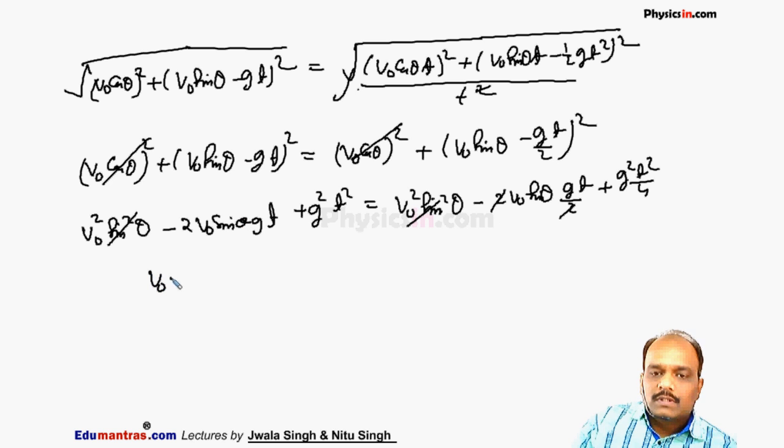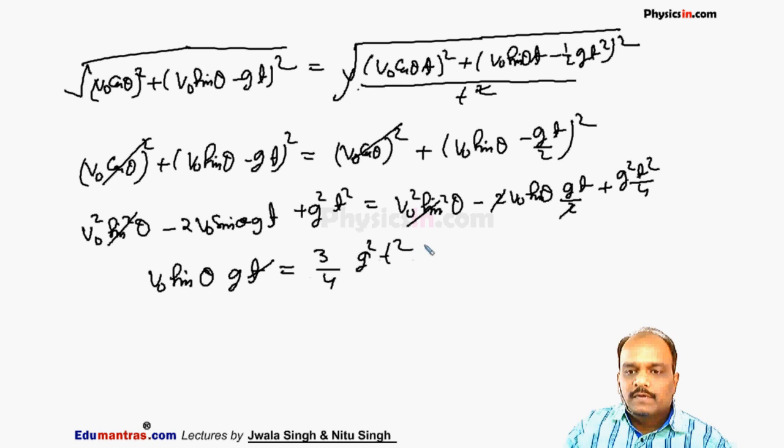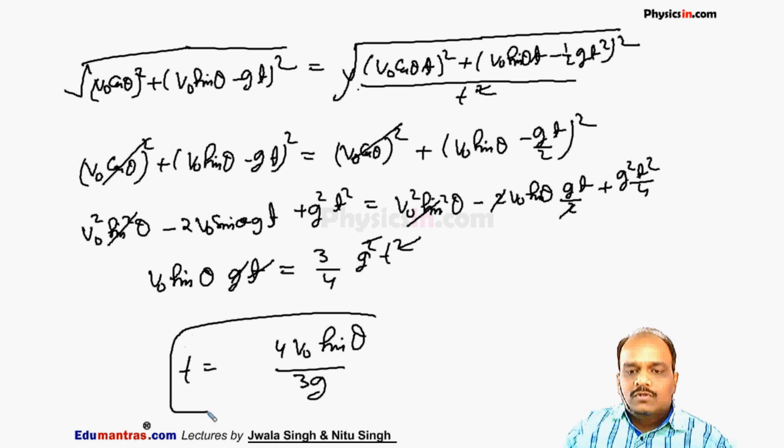We get v naught sin theta into gt must be equal to 3 by 4 g square t square. So again this t will cancel out, and this g will cancel out. We get t is equal to 4 v naught sin theta divided by 3g. This is the time when the magnitude of instantaneous velocity and the magnitude of average velocity are the same.